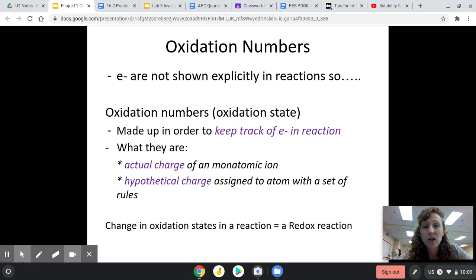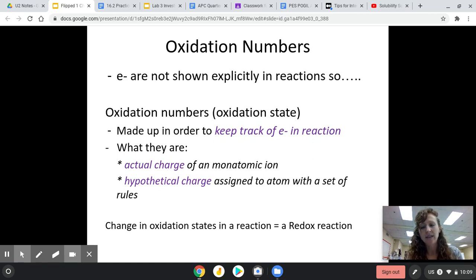Now, oxidation numbers can represent an actual charge that is present, or it can represent a method of bookkeeping so that we can keep track of where electrons start and where electrons transfer. Even though oxidation numbers don't represent actual charges, they do represent actual electrons transferring.